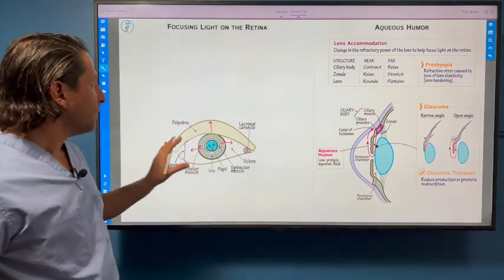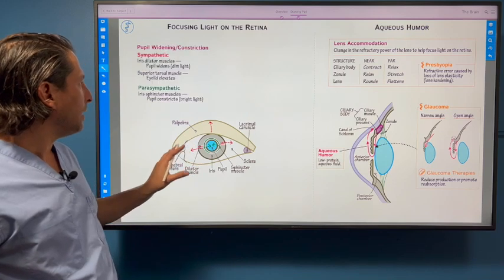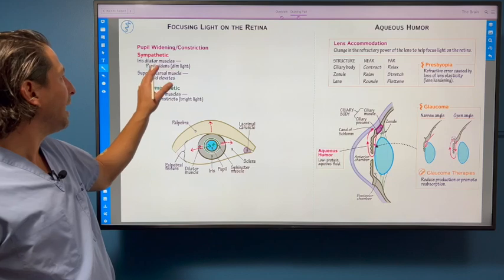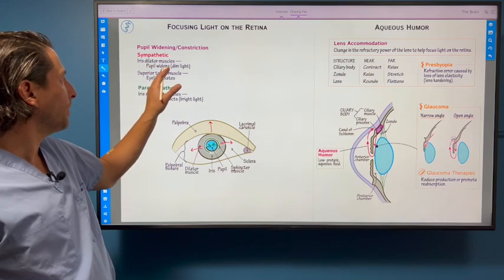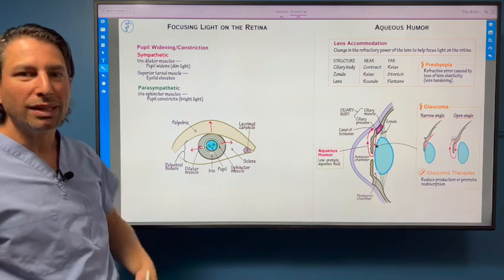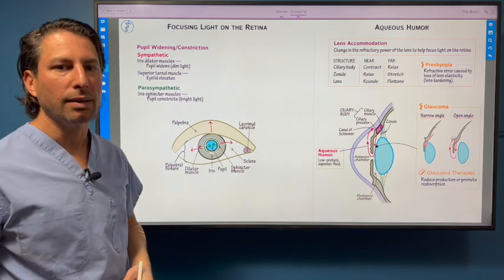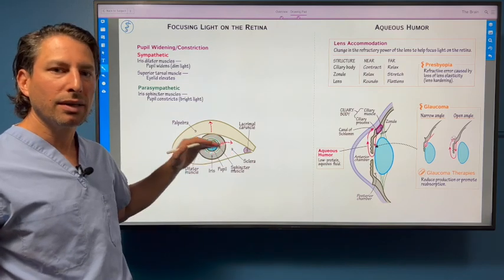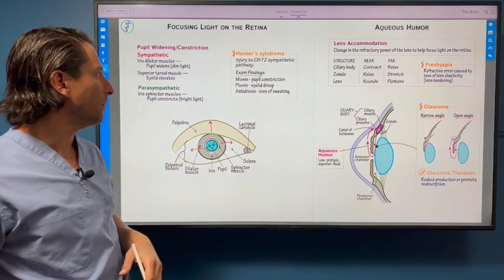So let's look at the surface of the eye here and its role in focusing light. Sympathetic will dilate the pupil here, whereas parasympathetic will constrict the pupil. And that's really core for the neuro exam to understand sympathetic pupillary dilation, parasympathetic pupillary constriction.